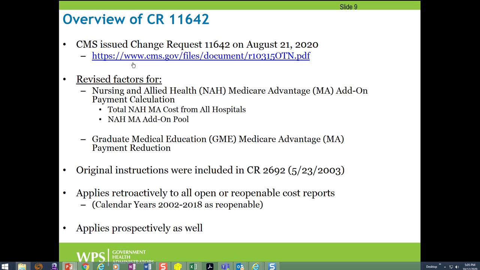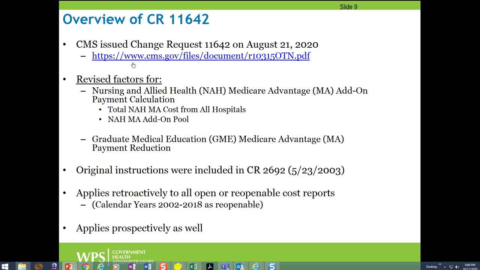So now let's go through an overview of Change Request 11642. CMS issued this change request on August 21st of 2020, and below I've included a link to the actual CMS website where you can find this change request and all the full detail behind it. So this change request, as I've said before, revised really 3 different factors: the 2 nursing and allied health Medicare Advantage add-on payment factors, the pool, as well as that total Medicare Advantage cost from all hospitals. So it revised those 2 as well as the GME Medicare Advantage payment reduction itself. The original instructions were included in Change Request 2692 back in 2003.